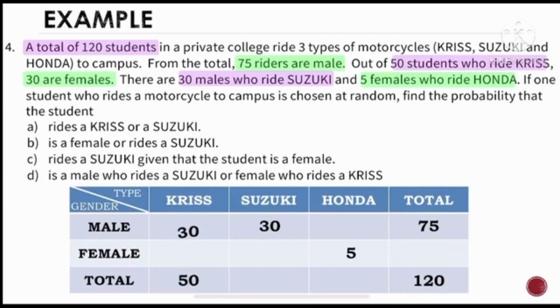50 minus 30 equals 20. 75 minus 20 and 30 equals 25. 25 plus 5 equals 30. 120 minus 50 and 30 equals 40. 40 minus 30 equals 10. 120 minus 75 equals 45.